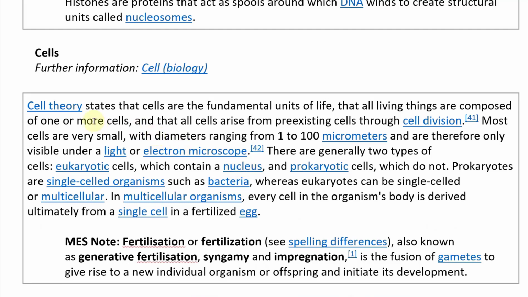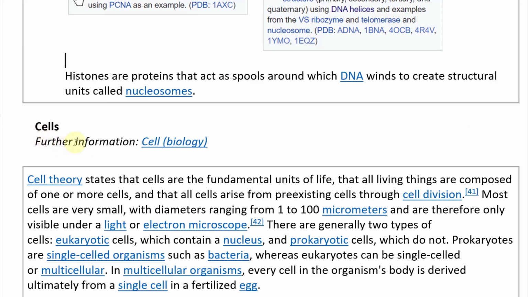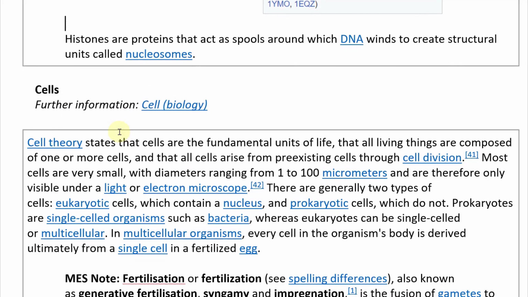So now let's look at cells in more detail. For more information on cells, you can go to the cell biology page on Wikipedia. So let's go over it further.